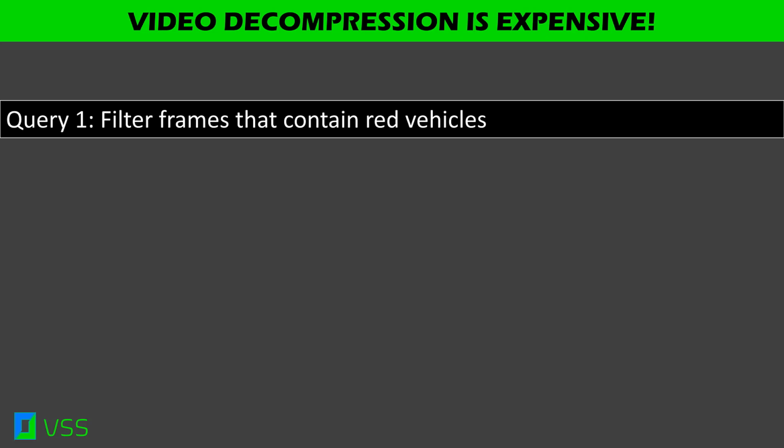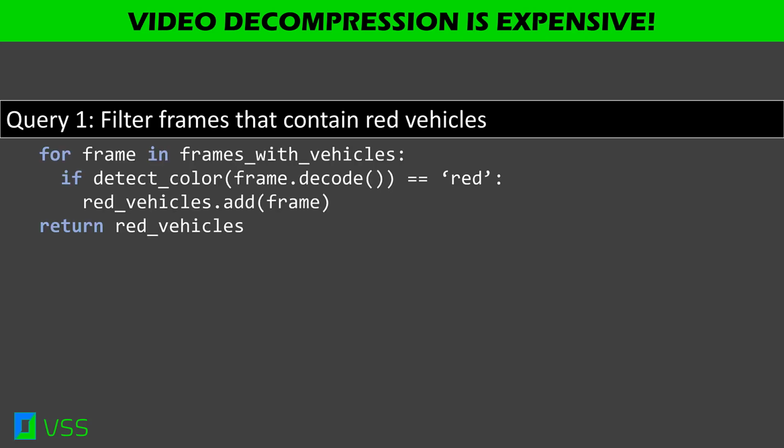In the first query, let's assume a user has already ingested video data and run object detection to find regions containing automobiles. She then issues a query to retrieve frames containing red automobiles, perhaps in response to an Amber Alert. The video data management system might execute pseudocode that reads something like this. First, it iterates over each frame that contains a vehicle, decodes each such frame and runs a color detection algorithm. It finally assembles all the frames that match the color predicate and returns those frames to the user.